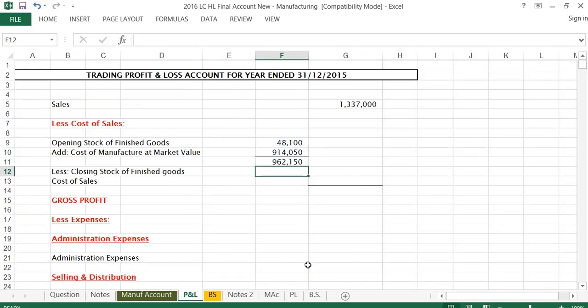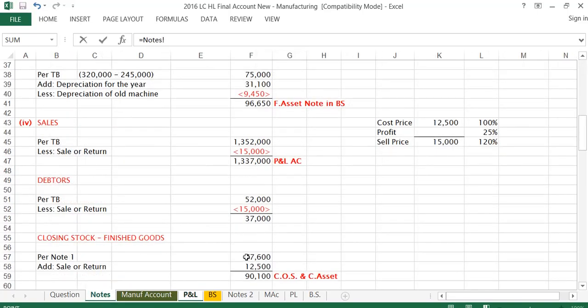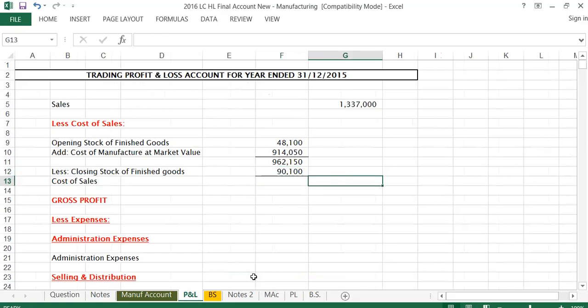So that gives me 962,150, and I'm going to have to take away my closing stock of finished goods, and there's a change to closing stock of finished goods. So here it is in note 4, of 90,100. So that gives me a cost of sales of 872,050. And that will leave me with a gross profit of sales less cost of sales, leaves me a gross profit of 464,950.